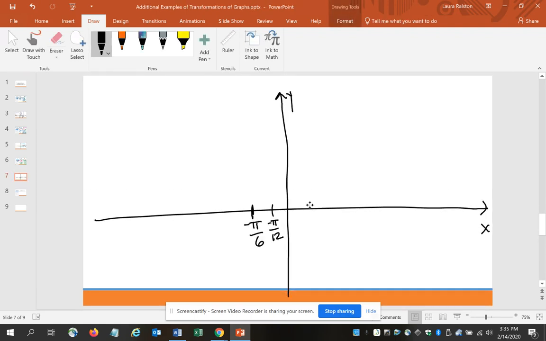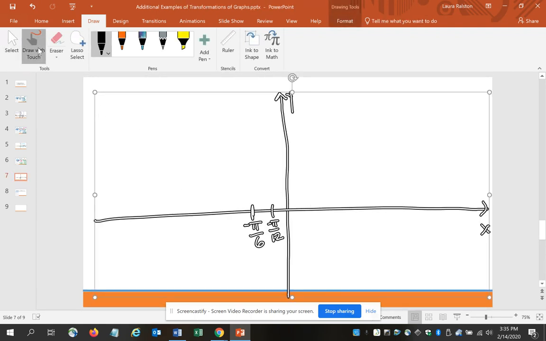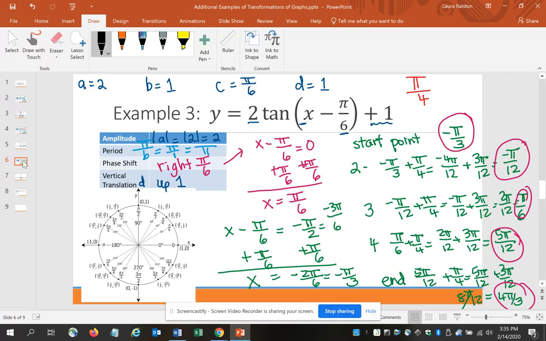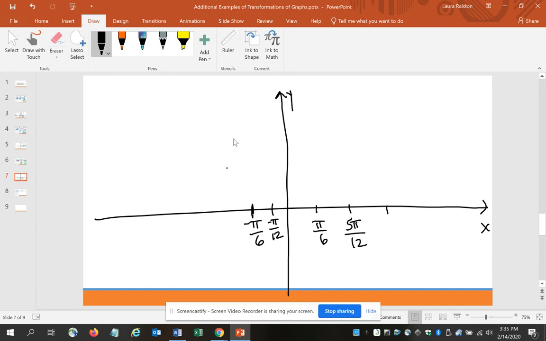Okay, so we have, oops. Pi/6, 5 pi/12, and 4 pi/3. Is that it? I'm sorry. It's hard to keep up. Negative pi/3. Okay, I got the wrong one in there. Then negative pi/12, pi/6, 5 pi/12, and 4 pi/3. Okay, so my first point here is incorrect. I'm sorry about that. So let's see. 4 pi/3 goes here.